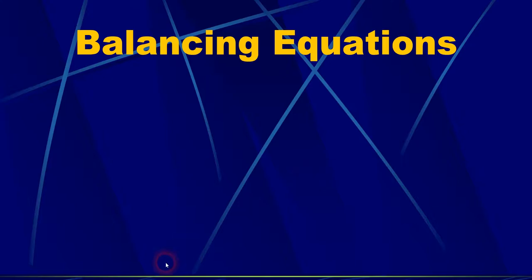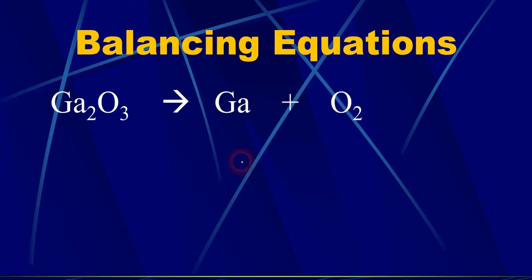There are some, like this one here. On the left side, you'll notice that we have two gallium atoms, two Ga atoms, and on the right side we only have one gallium atom. The same thing with the oxygens. We have three oxygens on the reactant side, but we only have two oxygens on the product side.